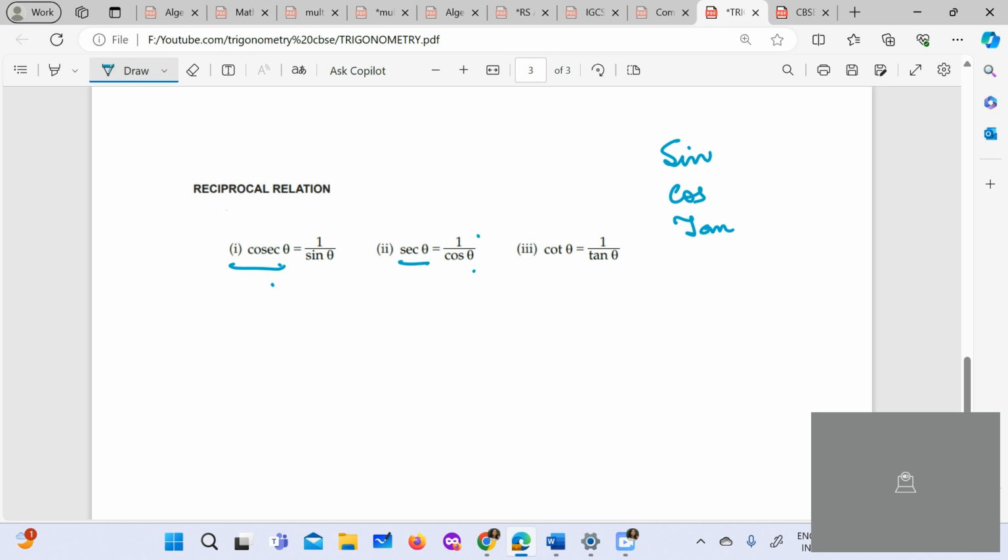So I hope this session is clear to everyone, and in the next part we are going to solve a few questions based on these trigonometric ratios and the reciprocal relations. Stay tuned.